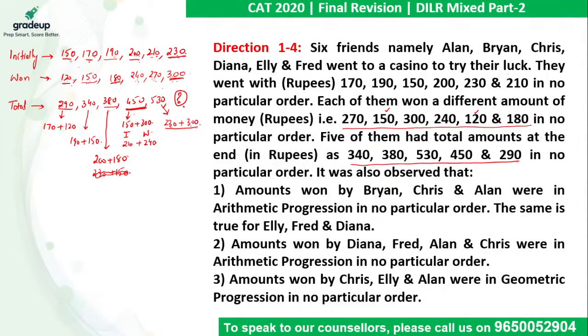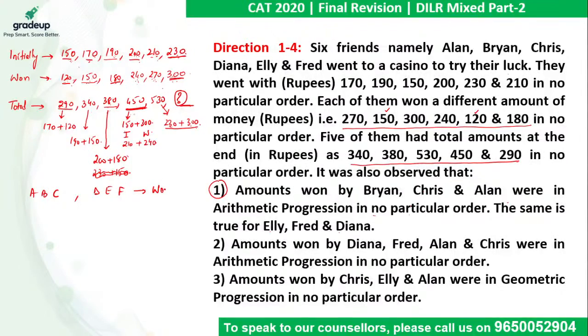Okay, so let's move on. So there are a few cases we have studied. So one of the sums is unknown. So we will check later how we can get it. So in statement 1 it says amounts won by ABC were in AP in no particular order. The same is true for DEF as well. So the amounts won by ABC are in AP, this is one set, and the amounts won by DEF are also in AP.